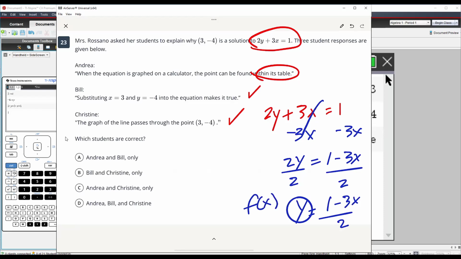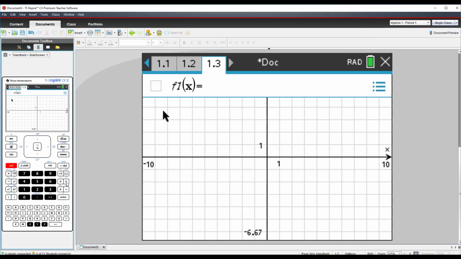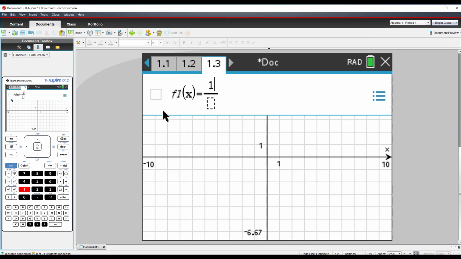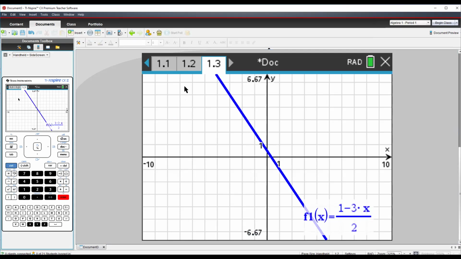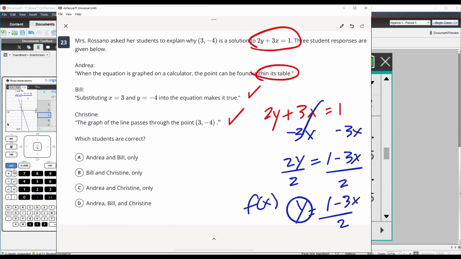I'm going to go here to graph it, and I'm going to enter the equation that we just came up with. We're going to use the stack fraction, and it's going to be 1 minus 3x over 2. So I press 2 here. Now, I'm going to go to the table, Control T. Then I'm going to look at the point x = 3, and you can see that the y coordinate is -4. So that means again that this is true. So Andrea was also correct. When we graphed it as a function, we found the point (3, -4) in the table.